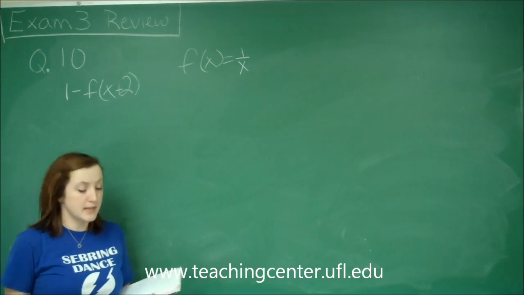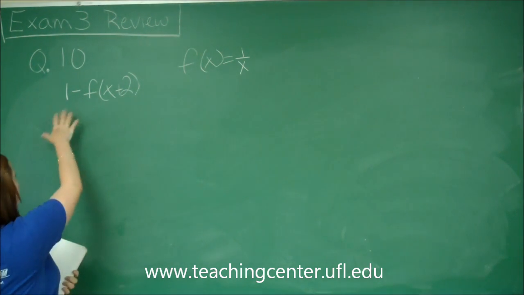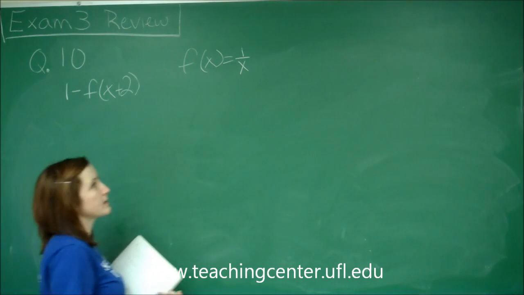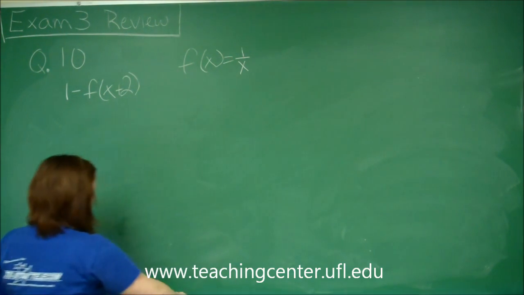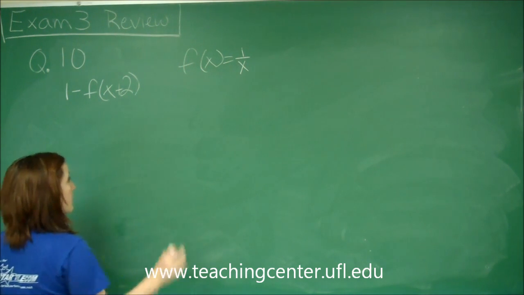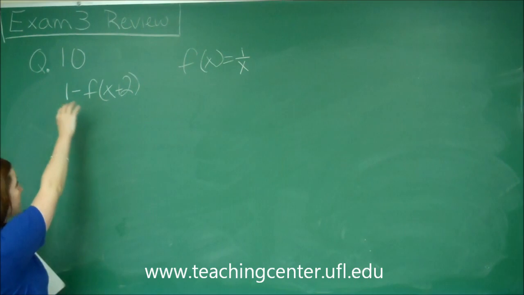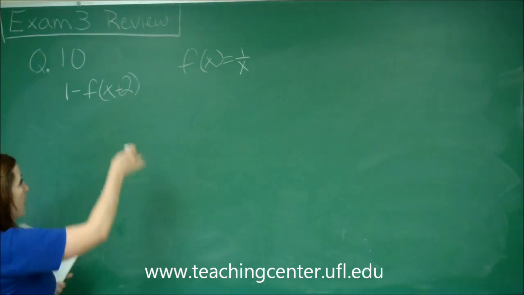This is question number 10 on the review, and it asks us to sketch the graph of 1 minus f of x plus 2 based on our knowledge that f of x is equal to 1 over x. So we're going to have to know what this first graph is, 1 over x, and then what we're going to do is do a bunch of translations, reflections, things like that, based on our beginning graph.